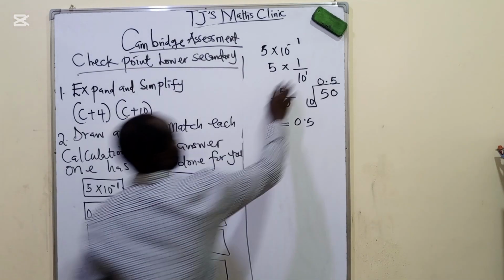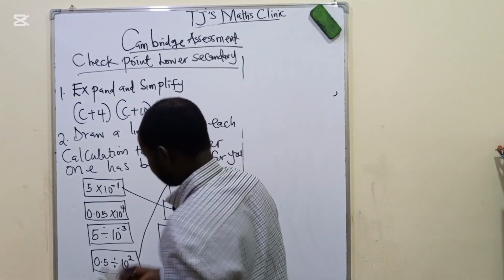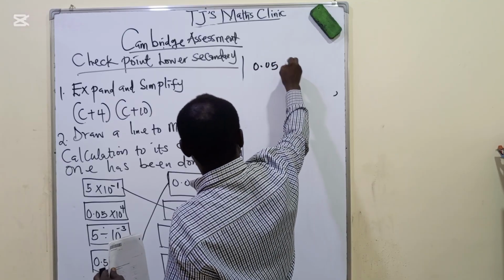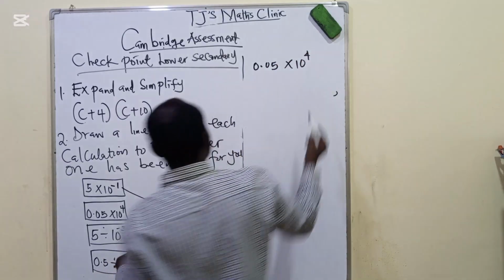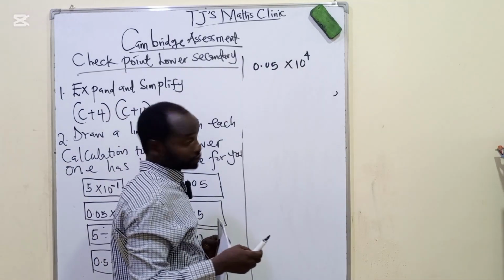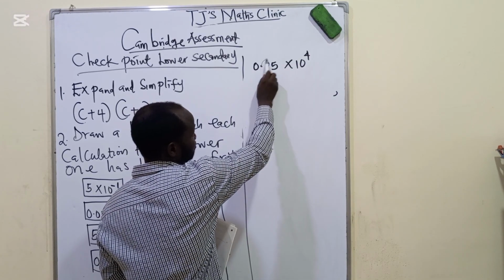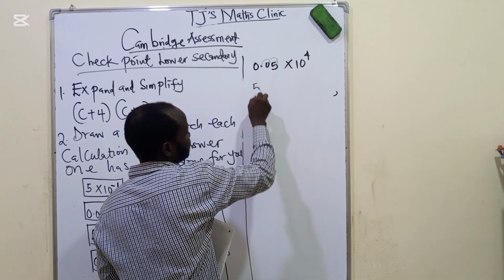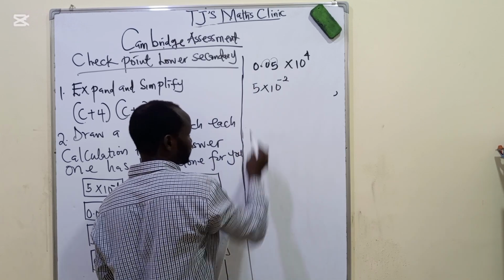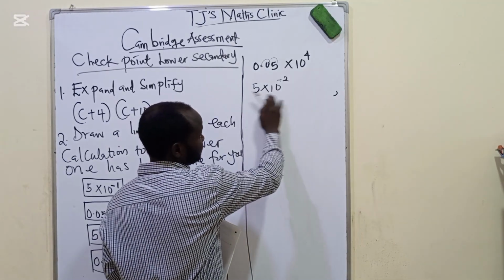Let's move to the second one. The second one now is 0.05 times 10 power 4. First, we change this to scientific notation or standard form. So this is 0.05. Then we shift this point 1, 2. That will be 5 times 10 raised to power minus 2. When we move from the left to the right, the power will be negative. This is now in scientific notation.